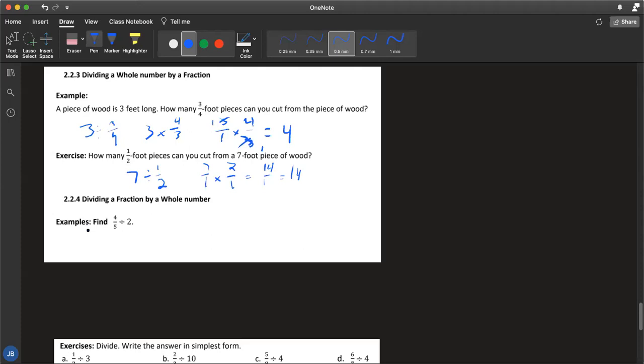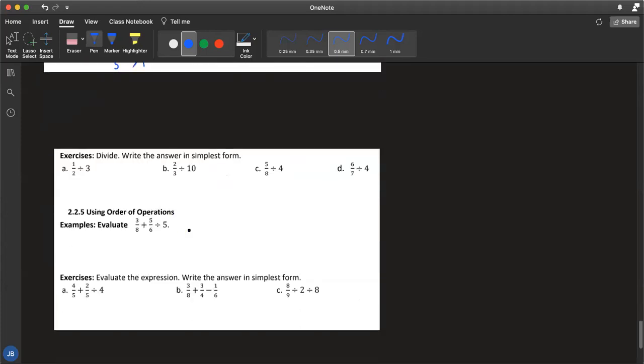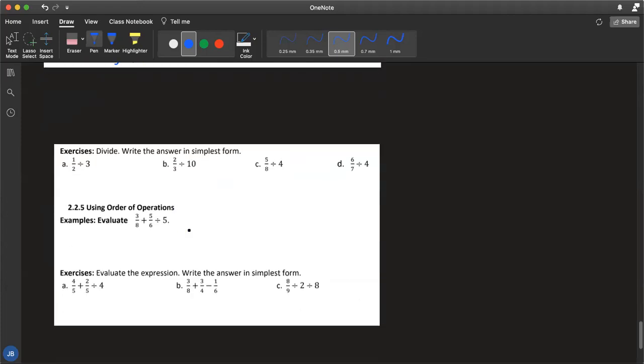Alina, how about this one here? What do we turn 2 into? 1/2. Perfect. And what do we get here? 2 over 5? Yeah. Perfect. All right. So we'll divide, then write in simplest form.